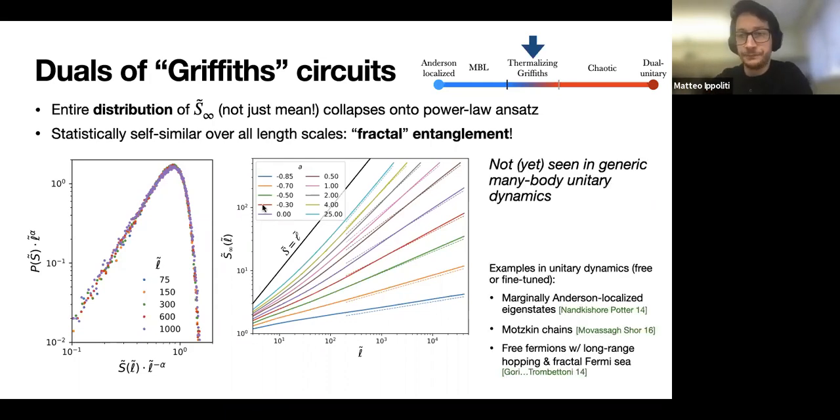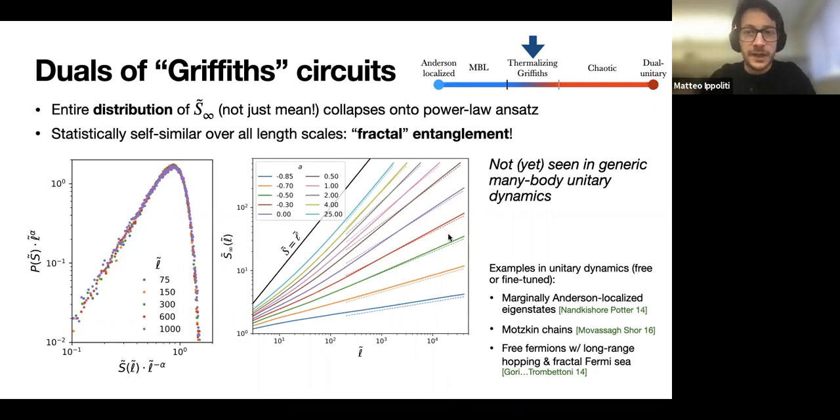So this is a very interesting phenomenon that's not yet seen, as far as we know, in generic unitary many-body dynamics. There are some interesting examples with some particular fine tuning, but basically this is a robust behavior that we can observe in this setting that's not allowed otherwise, as far as we know.